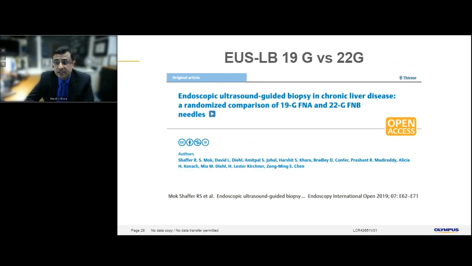The other question that always comes up is, well, what about 19 versus 22? Can we use a 22-gauge needle as there is more comfort? And there is this theoretical safety zone where people feel, well, it's safer to use a 22. And we've shown that there is no difference. We used a 19 and 22 gauge needle, and this was a randomized controlled trial with 80 patients, 40 patients in each arm, randomized to 19 FNA compared to 22 FNB.